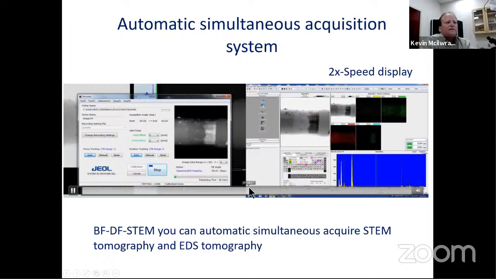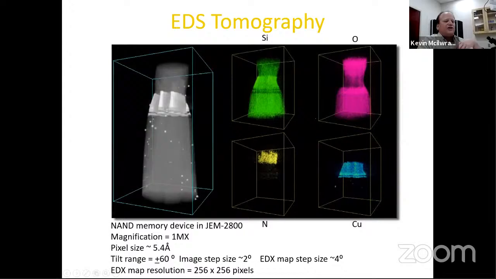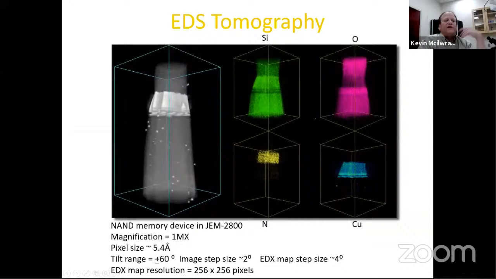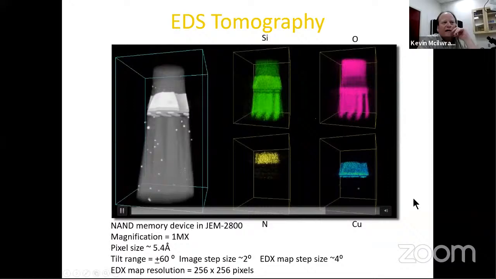Now you think about it, because we're mapping, this could take time. Our goal was to run this in under 3 hours. I typically collect data in 2 to 3 hours. But then we get all these output maps, and we can then process everything in batch processing. And then we end up with something like this. So this is a pixel size of 5.4 angstroms at 1 million X. And we can see clearly what's going on with the relationship and the wiring within the device.